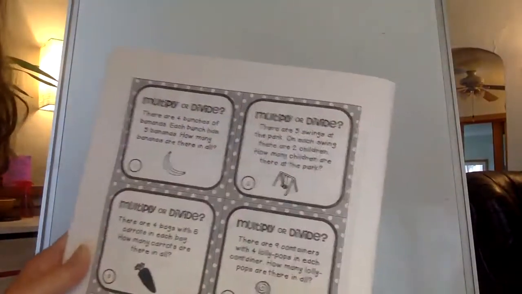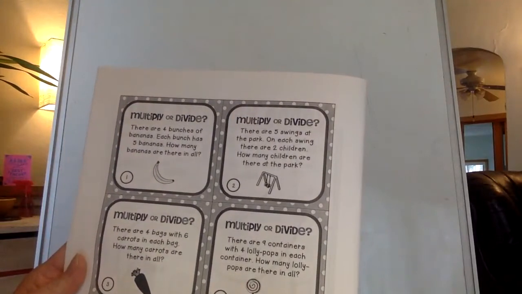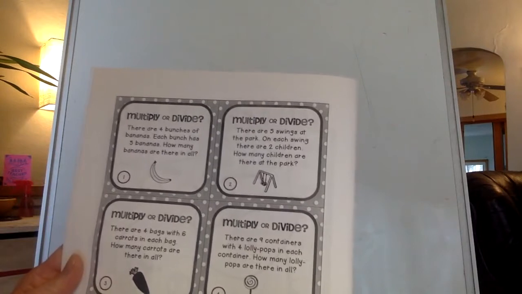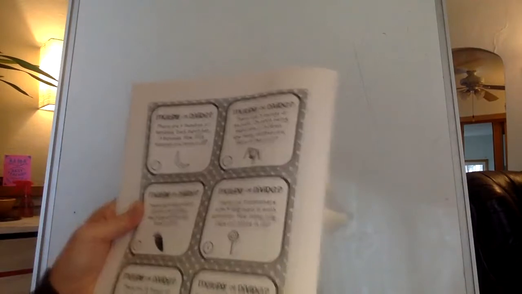So let me see if I can pull this a little bit closer for us. You may not be able to see me, but that's okay. All right, so this first one reads, there are 4 bunches of bananas. Each bunch has 5 bananas. How many bananas are there in all? So my brain, when I'm visualizing this, I like to draw pictures, boys and girls. It just helps me understand a little bit better.